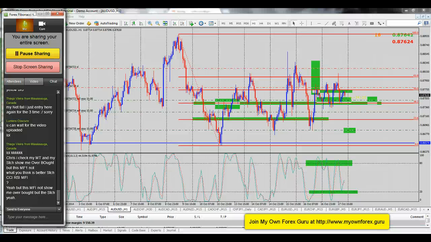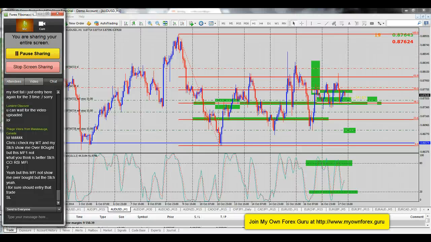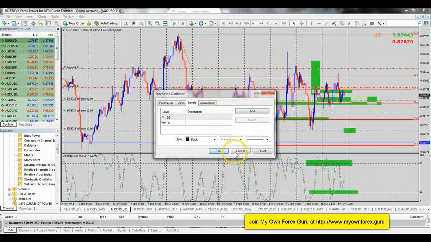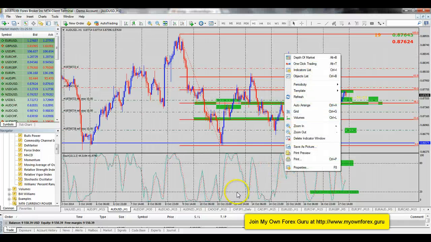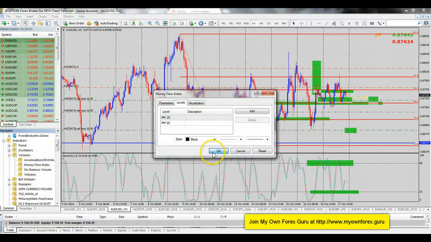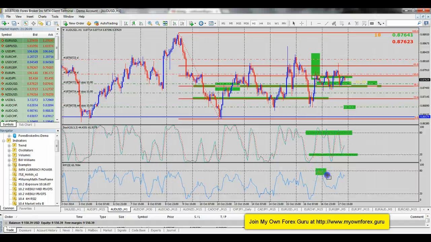MFI does show you overbought, but this MFI does not show me overbought, but the stochastic, yeah, for sure. Actually, let's throw the money flow in there again, we'll throw it next to it. Money flow index is a volume indicator, not an oscillator, acting a little bit different. But as you can see, they're fairly spot on as well.